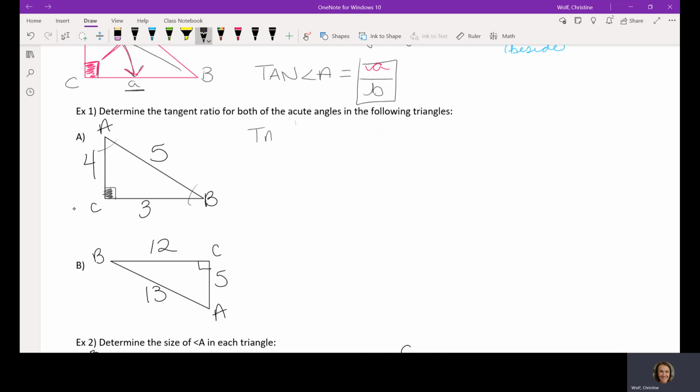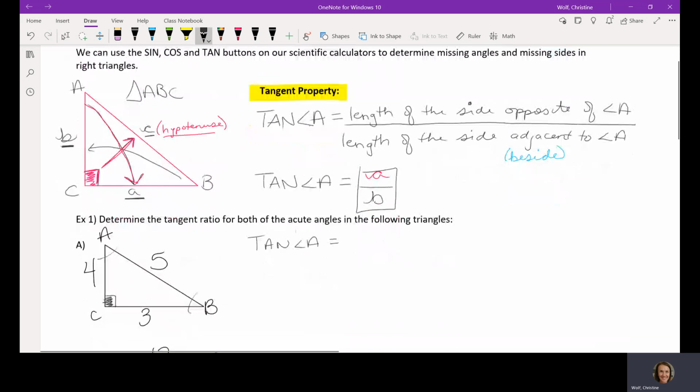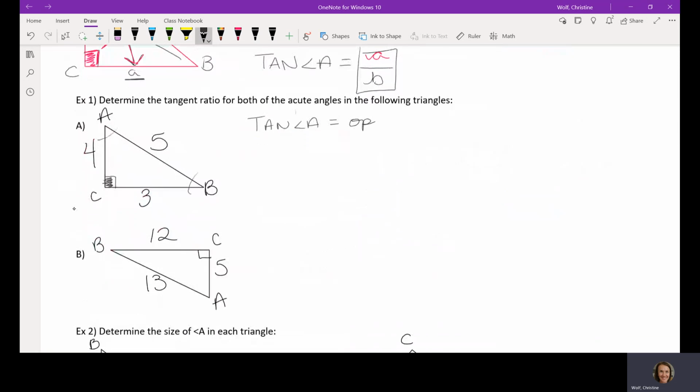So I'm going to start by finding the tangent ratio for angle A. So if I kind of abbreviate this, I know that this fraction up here said I want the length of the side opposite of A. So on top, I'm going to put the side opposite of angle A. I'm going to divide it by the side adjacent to angle A.